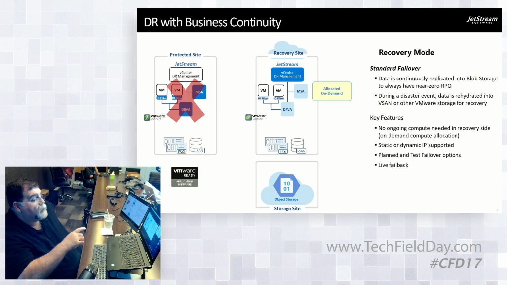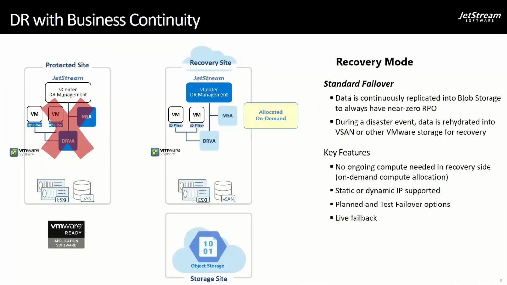So I'll continue on with this. This is not the near zero RTO. This would be where we have plenty of time to stand up the environment, and then we'll get to the near zero RTO. So once we have JetStream installed on that recovery side, and we have the DRVA configured, the next step would be to connect to the storage site, import the domains that we're interested in, and then start the failover.